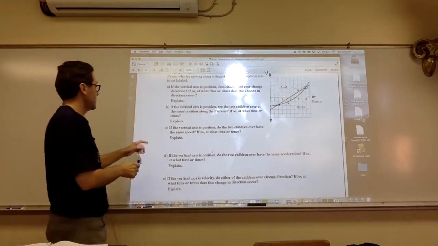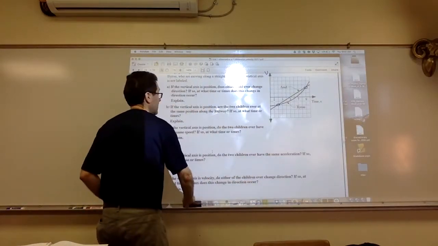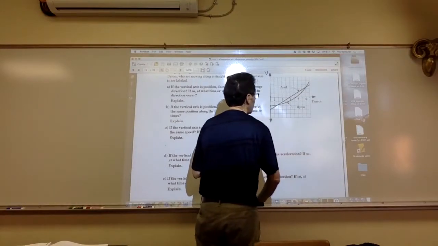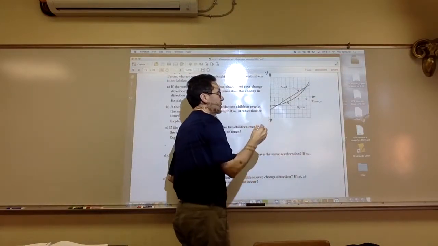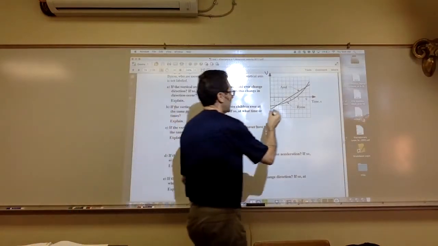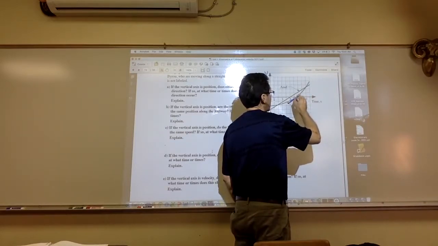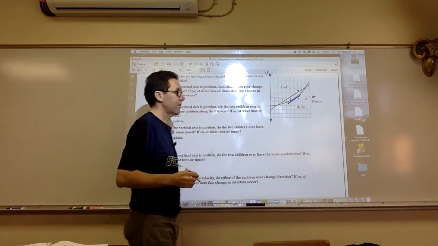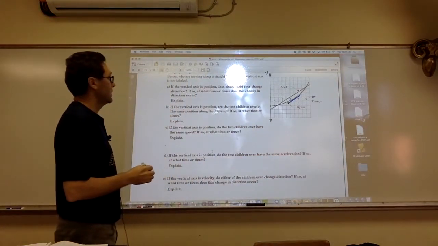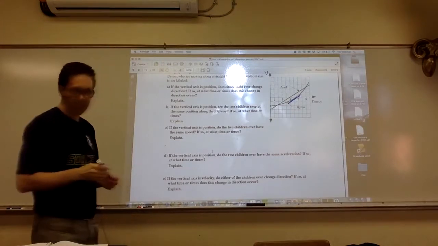Actually, I'll go back to C. If the vertical axis is position, do the two children ever have the same speed? Yeah, they will have the same speed when their curves have the same slope. So if you do the tangent somewhere in here to this curve, that's going to have the same slope as the line for Ariel. So yes, they will have the same speed at around, I would say, about 6 seconds.